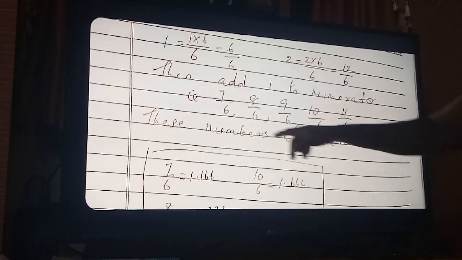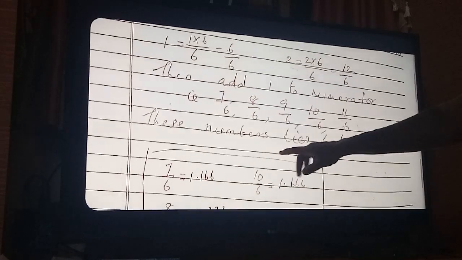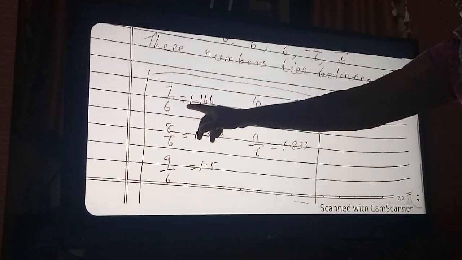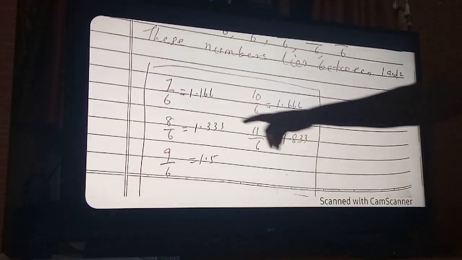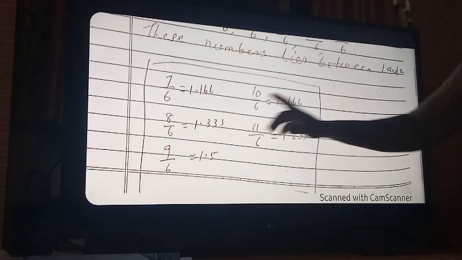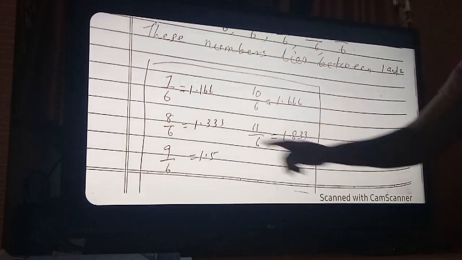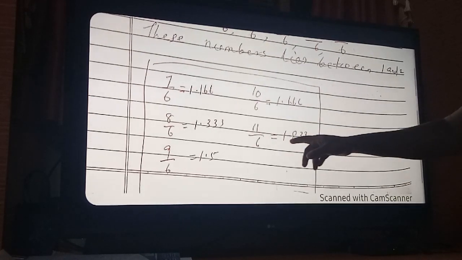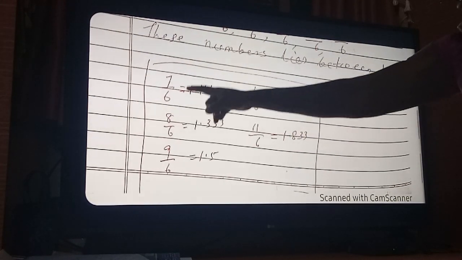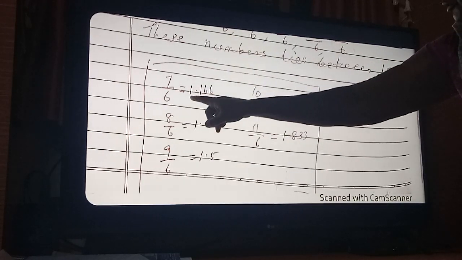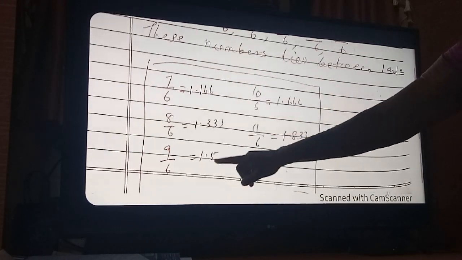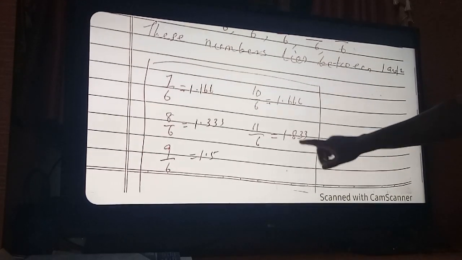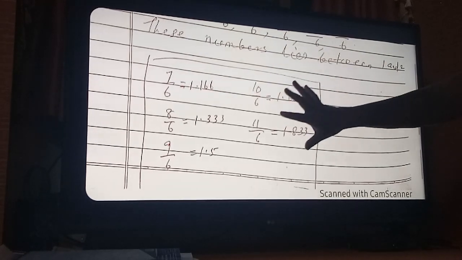See, these numbers' decimal forms I found out and kept here for your convenience. It is not from the examination point of view, only for understanding. See here, 7 by 6, how much is coming? 1.166. And 8 by 6, 1.333, etc. 9 by 6, 1.5. 10 by 6, 1.66, etc. 11 by 6, 1.833, etc. See, all these numbers in decimal form lie between 1 and 2. This is only for your confirmation, not for the examination.